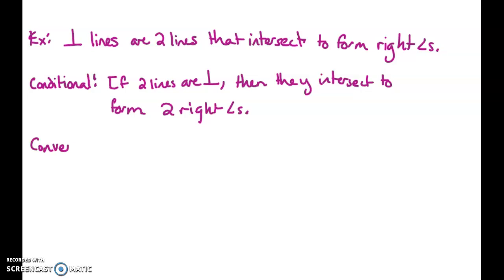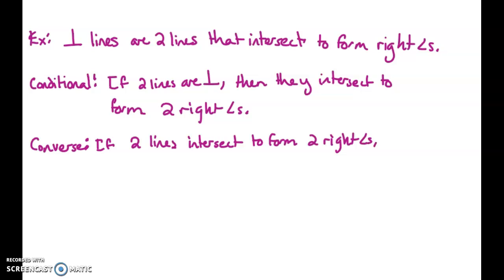All right, let's do the converse. The converse is where we reverse the order. It's still an if-then, it's just the order is reversed. So if two lines intersect to form two right angles, that's the angle symbol, then the two lines are perpendicular, or then they are perpendicular.